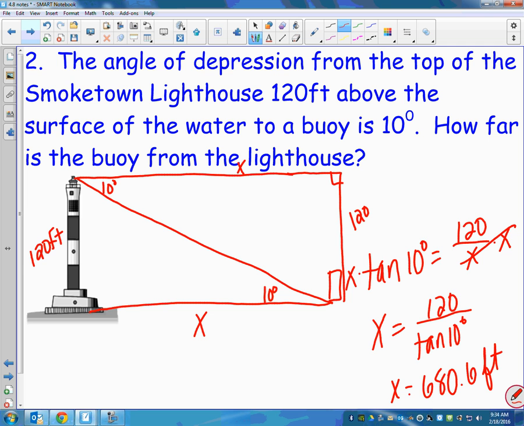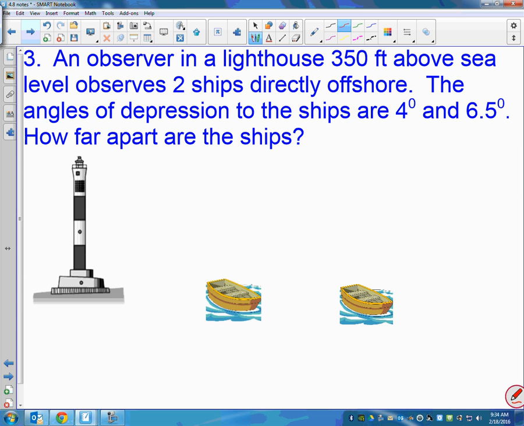Did this in geometry, you did do all these other things with the inverse and the graphing, but you know, so then the only other thing we can maybe do is make it a little more complicated, and it says an observer in a lighthouse 350 feet above sea level observes 2 ships directly offshore. Those are the fancy ships I put there for you. The angles of depression to the ships are 4 degrees and 6.5 degrees. How far apart are the ships?